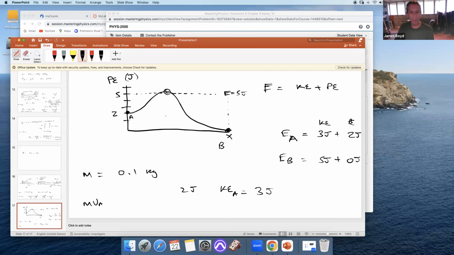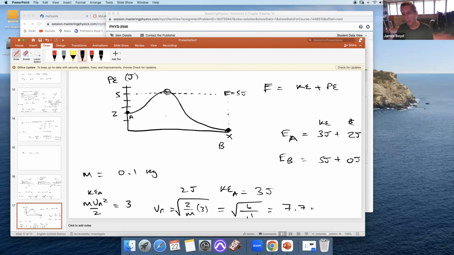Now, mvA squared over 2, the kinetic energy at A, has to equal 3. So vA squared is equal to 2 over m times 3. Take the square root, which is 6 divided by 0.1. That would be the square root of 16.